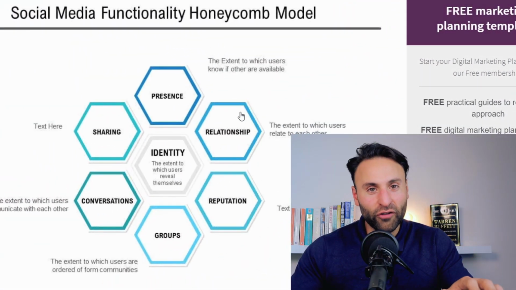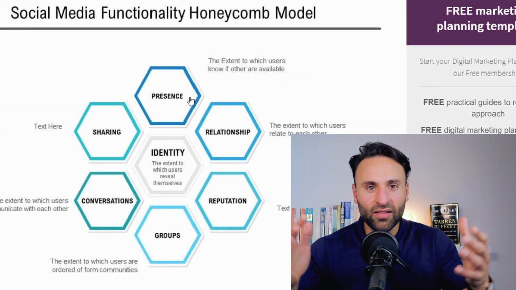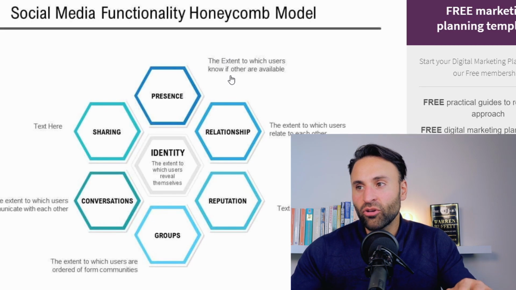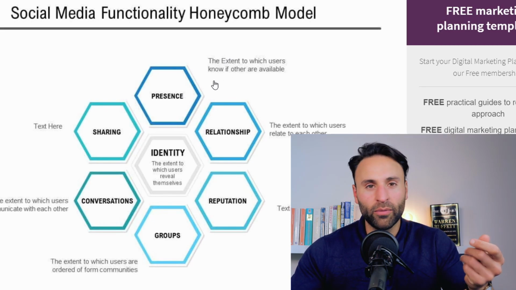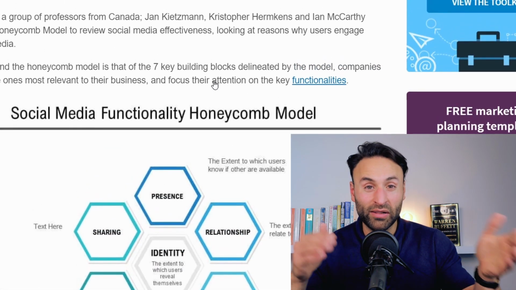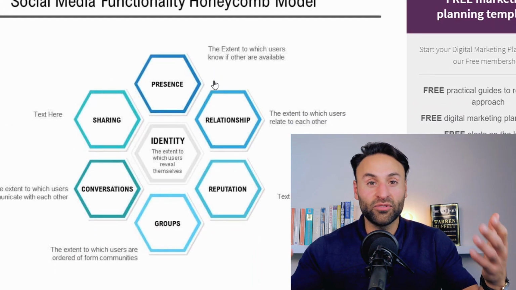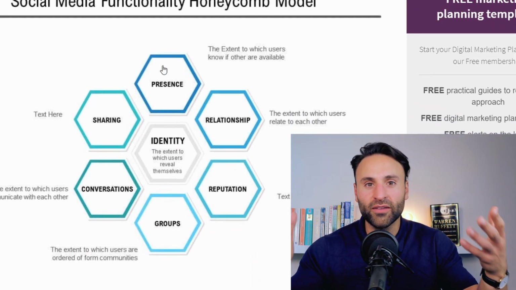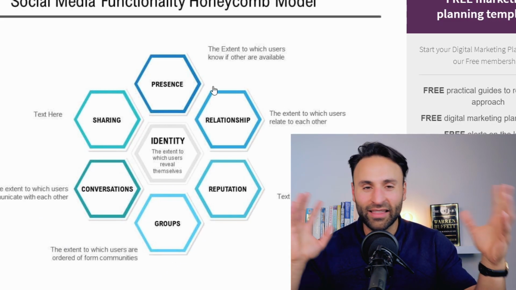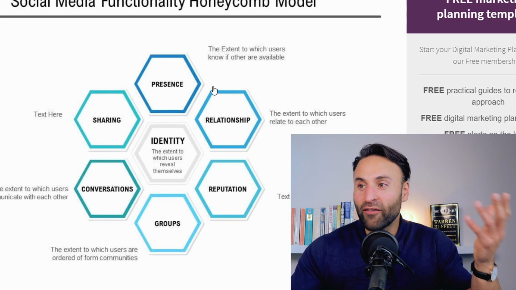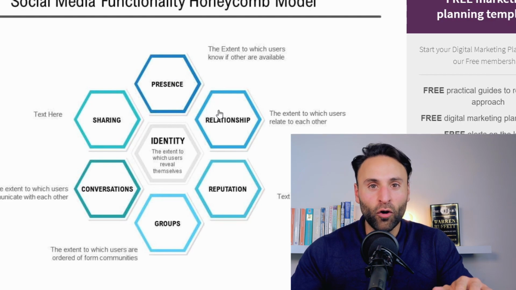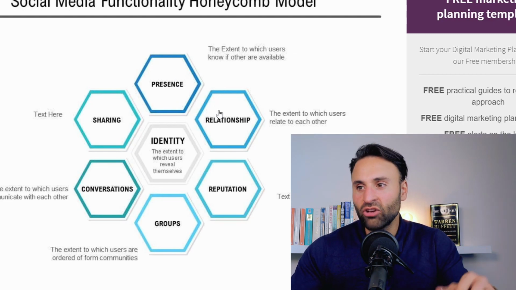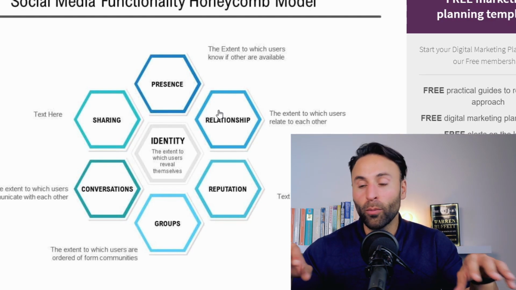For example, there's various different honeycombs here, and they can be used to analyze any type of community. So it has presence, it has relationship. This is the extent to which users relate to each other, so they consider themselves part of the same crew, part of the same business, the same gang, that type of system. Then you have the presence, the extent to which users know if others are available. Reputation, groups, so the extent to which users are ordered into the form of communities.